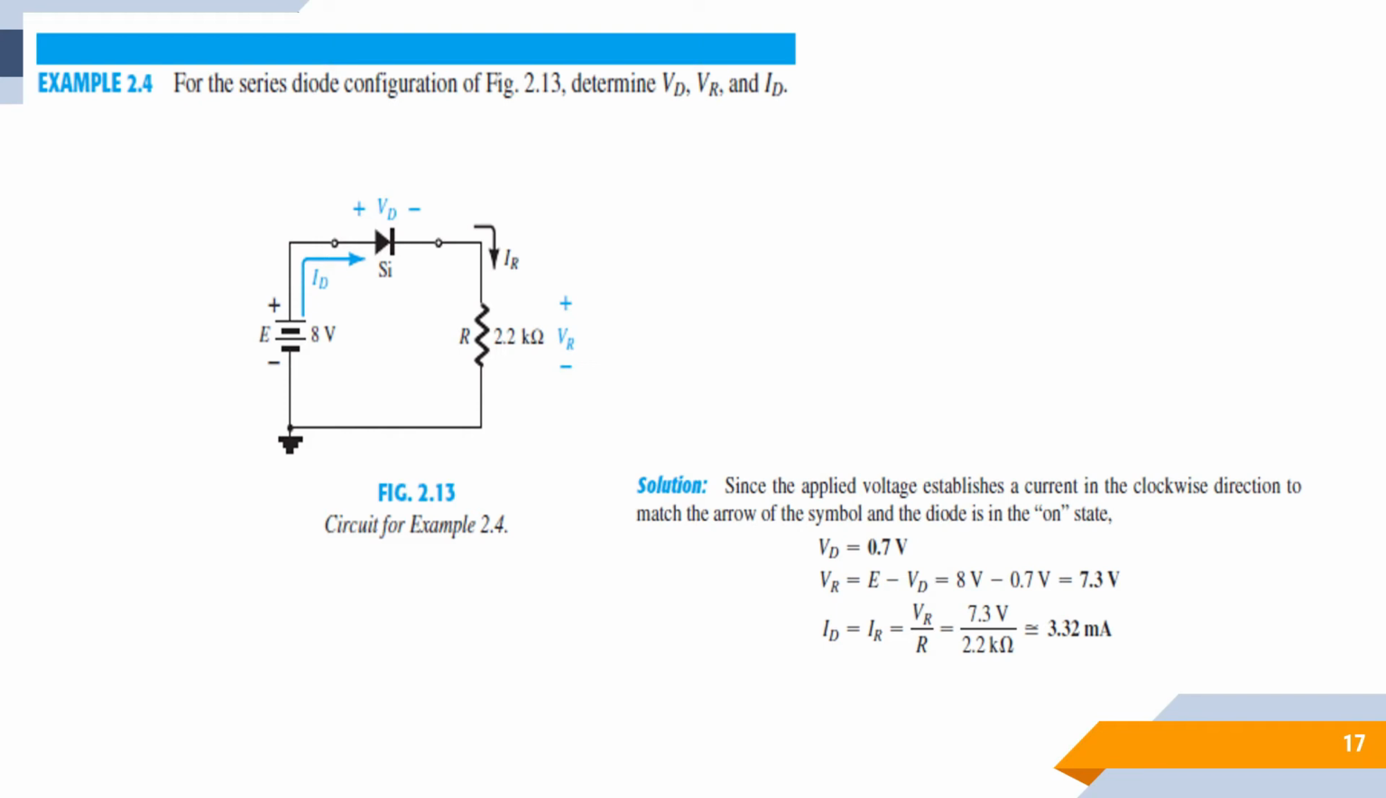So, now, kunin na natin yung ID. ID ay equal lamang sa IR dahil nasa series circuit lamang sila. We all know that sa series circuit, constant ang current. So, now, ID is equal to IR is equal to VR over R. So, para makuha natin yun, 7.3 volts over 2.2 kilo ohm ay approximately equal to 3.32 milliamps.